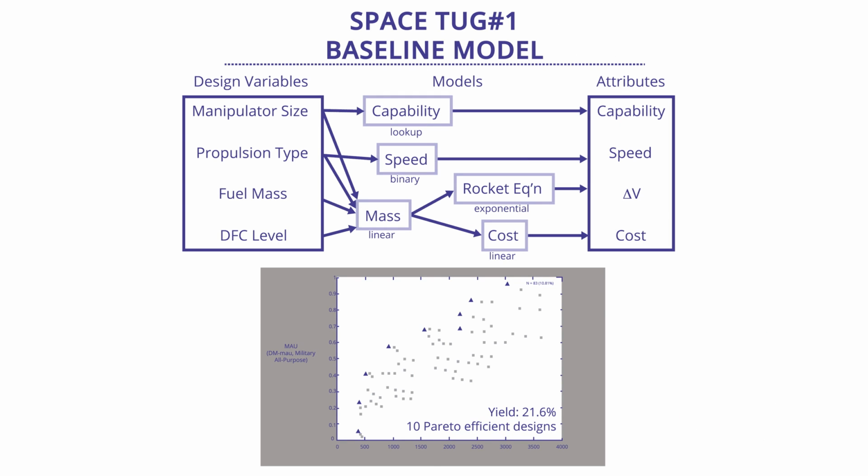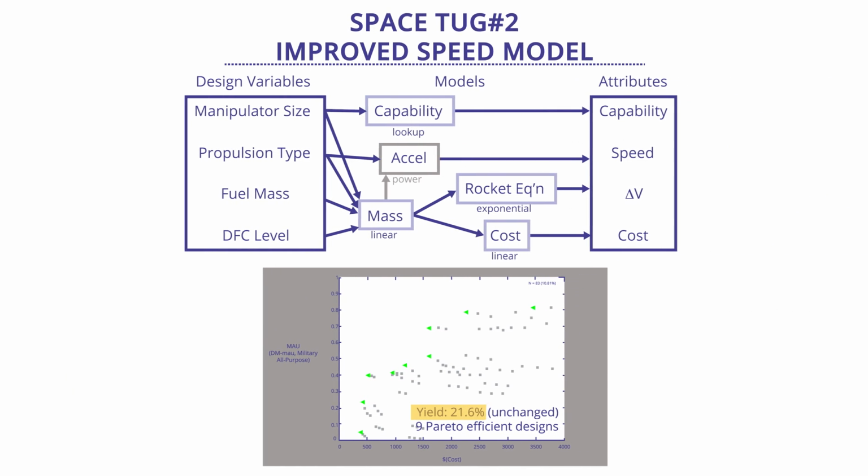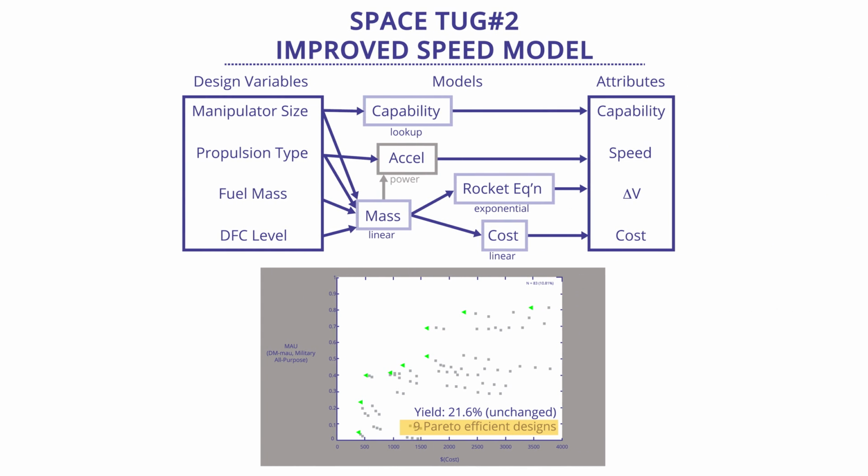In this particular study, we looked at 4 different evaluative models. The first was our baseline space tug study. In this case, the yield was 21%. That is, 21% of the trade space was deemed feasible based on our expectations for utility and cost. There were 10 Pareto efficient designs. Next, we decided to improve the fidelity of our response model. Instead of a binary model, we used a mathematical relationship to predict the speed of alternative space tug vehicles. In this case, the yield again was 21%, and there were 9 Pareto efficient designs.